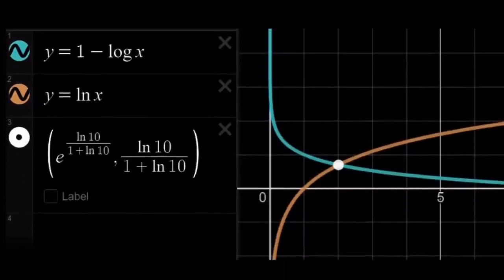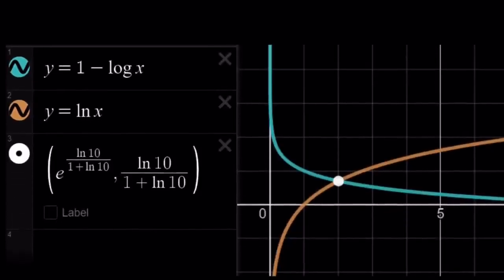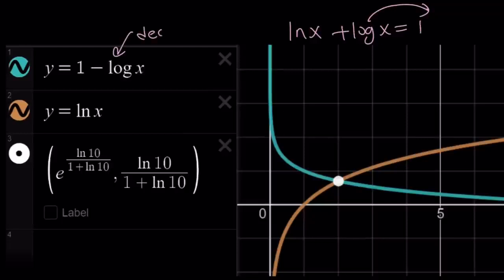Okay, let's go ahead and take a look at the graph now and see what the graph tells us. For this purpose, I graphed these functions. Our original problem was, remember, ln x plus log x equals 1. I just subtracted log x from both sides and isolated the ln. As you know, ln x is an increasing function. Log x is very similar to ln x because it's just a multiple of it, so log x is also increasing. Negative log x is decreasing, so 1 minus log x is also a decreasing function.